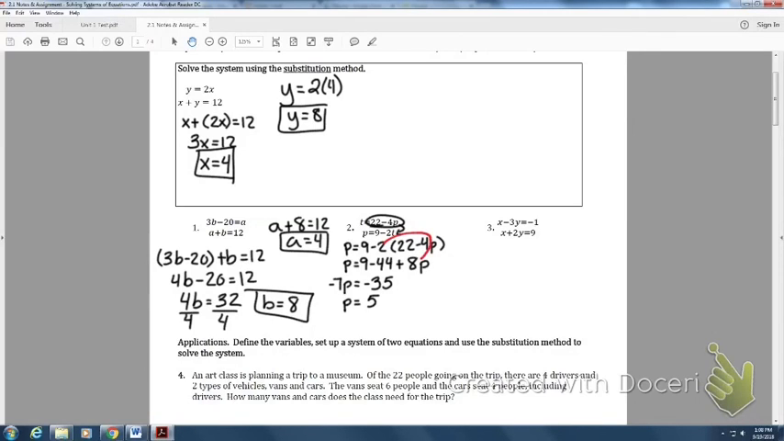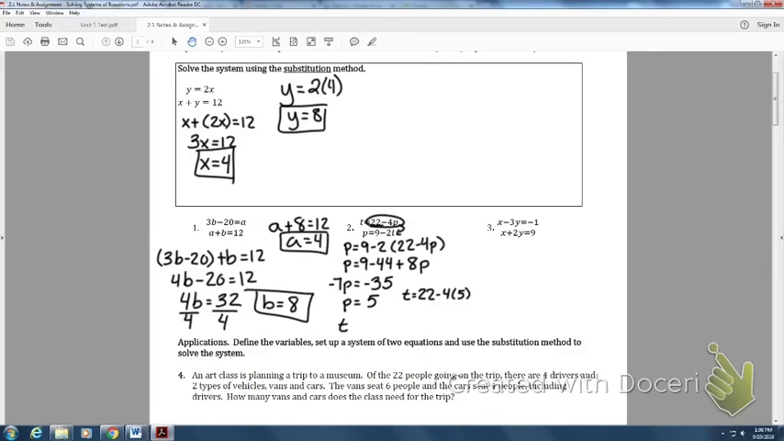Negative 2 times negative 4 equals 18. Can you write it like that too? The opposite.